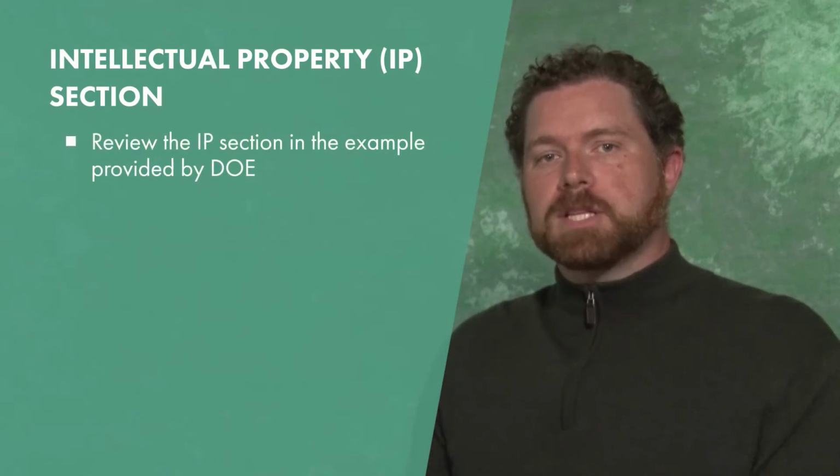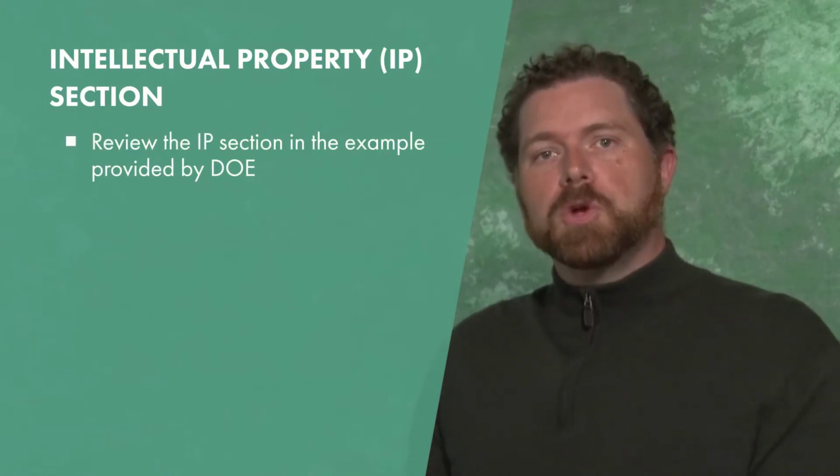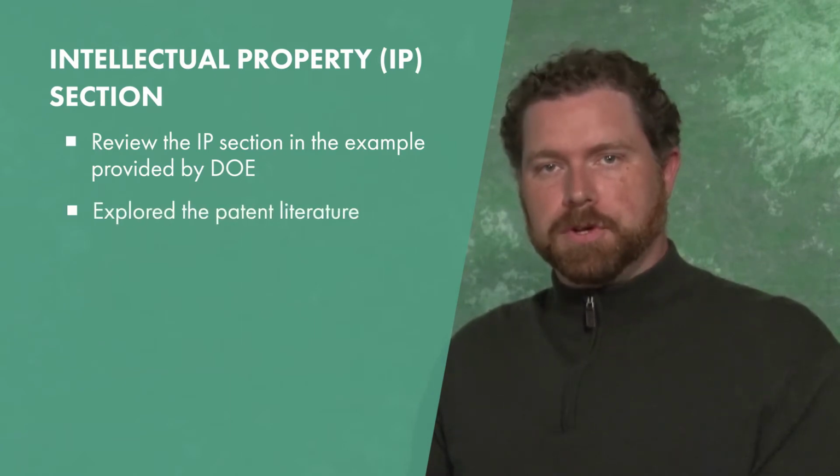Now that you have reviewed your situation and looked at the sample provided by DOE, draft a half-page company or team section. The next section to consider is the intellectual property or IP section. Begin by reviewing the intellectual property section in the example provided by DOE. You will see that the author shows evidence of having explored the patent literature.